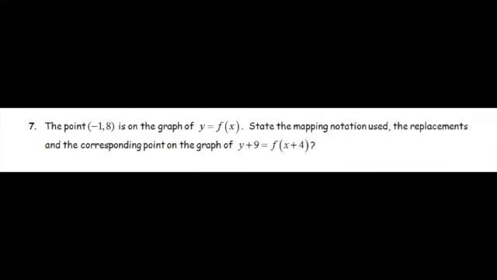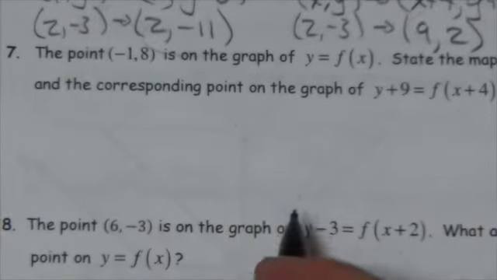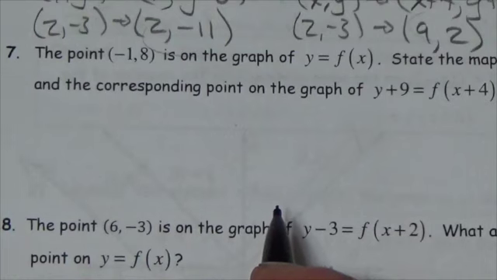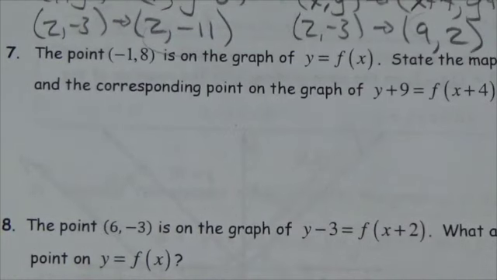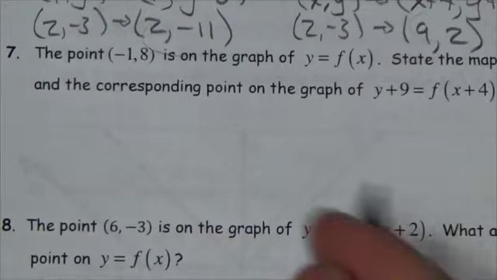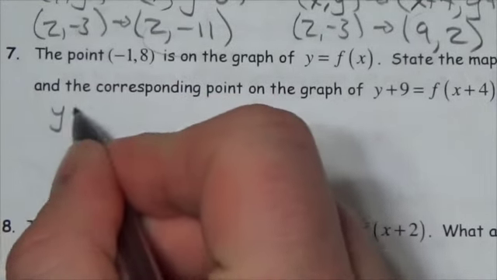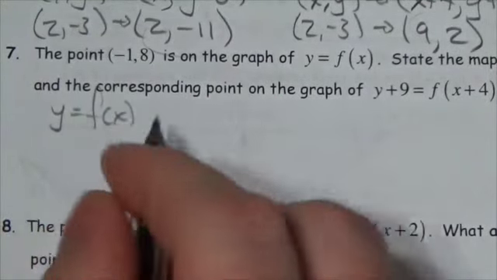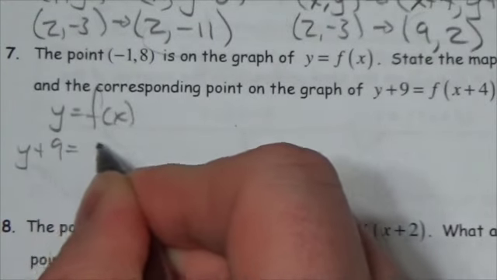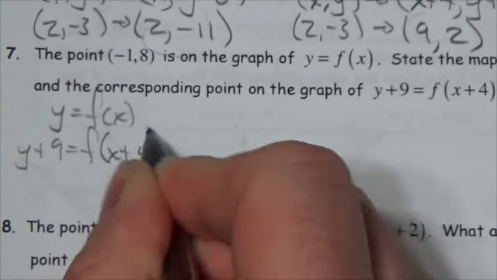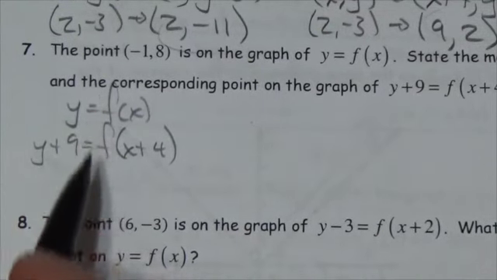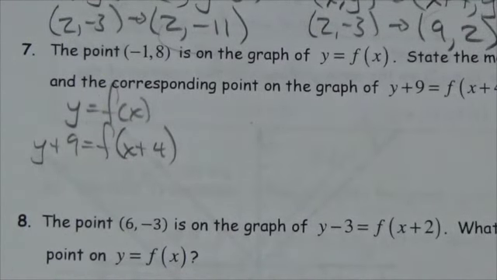The point negative 1, 8 is on the graph of y equals f of x. State the mapping notation used, the replacements, and the corresponding point on the graph of y plus 9 equals f of x plus 4. Okay, well, there's a lot going on in this question. I'm getting asked for a lot here. First of all, I think the thing to do here is to look at the replacements. And what we're going to do is compare your original function here to the transformed one we are given. Once you write those together, I think the replacements are actually pretty easy to see.